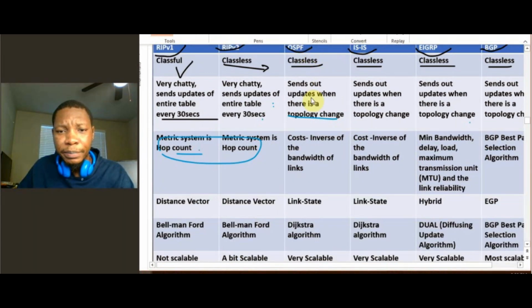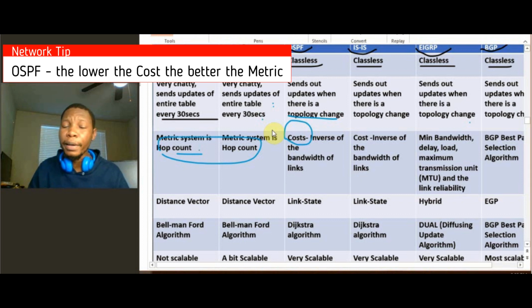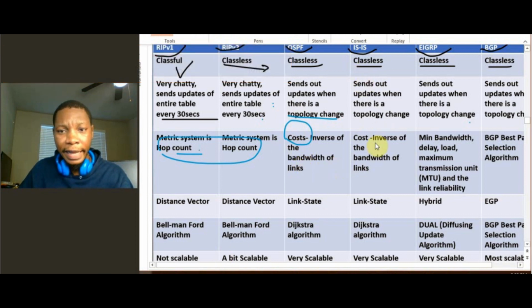Now OSPF uses a cost system to evaluate its distance towards routes. Cost is like some algorithm, some metric calculation, right? The larger the bandwidth, the better the cost. The smaller the bandwidth, the worse the cost. So basically, the smaller the cost, the better. So OSPF uses a cost system that also considers bandwidth as a factor. ISIS also uses a similar cost algorithm that considers bandwidth as well.